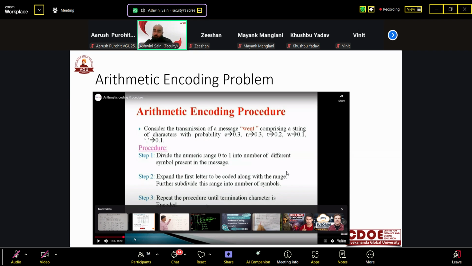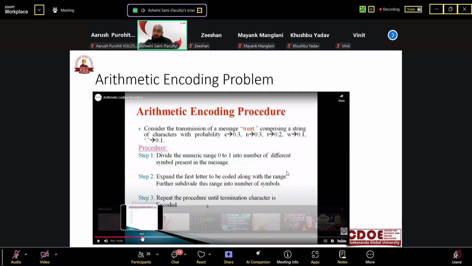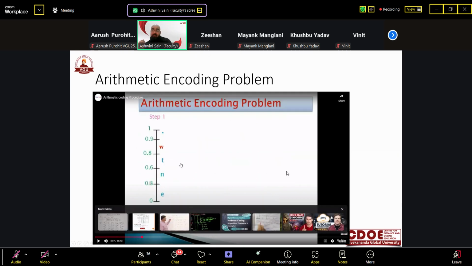So what we are showing at this level is that E has a probability 0.3, so we have a range starting from 0 to 0.3. N has a probability 0.3, so we are starting from 0.3 to 0.6. The total will be 0.3. T has a probability 0.2, starting from 0.6 to 0.8. That will be a total of 0.2.